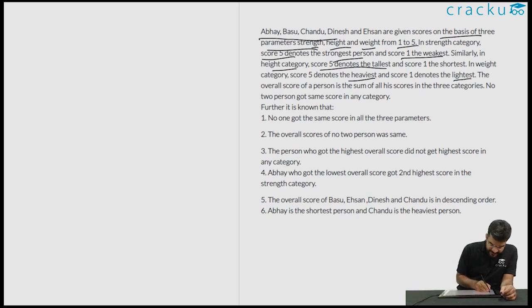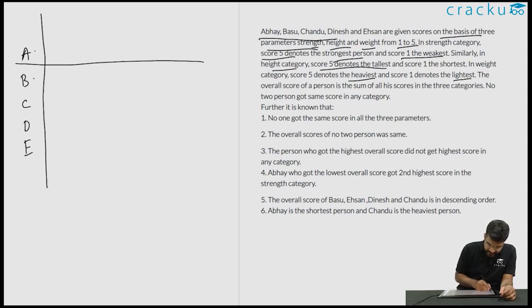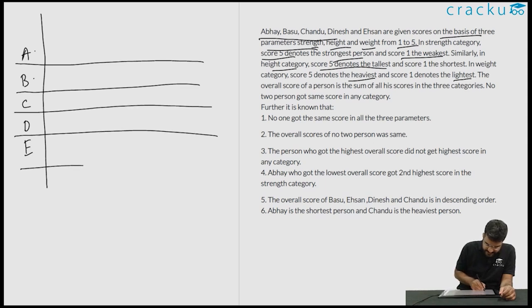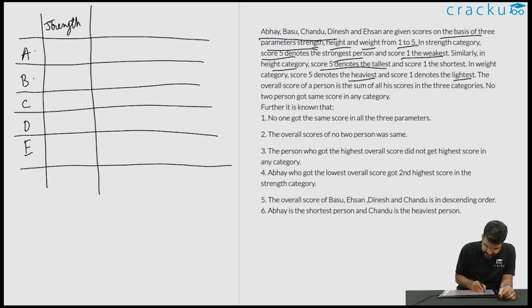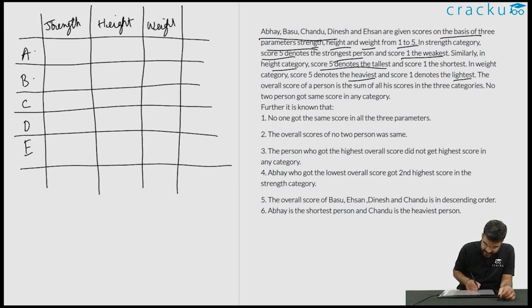Now, there are 5 people, A, B, C, D and E. They are rated according to 3 parameters. The first parameter is strength, the second parameter is height, and the third parameter is weight. Now they are also given an overall score. The overall score is the sum of their scores in each of the three categories.